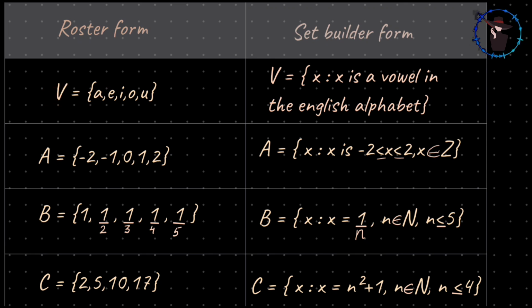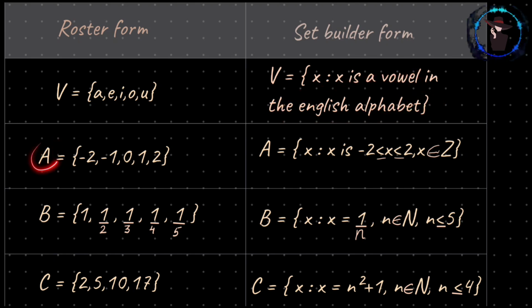V for vowels: A, E, I, O, U, separated by commas. Now these elements are considered as X, such that X means a vowel in the English alphabet, right? There is nothing to specify, no less than, no greater than, nothing to compare, and nothing to specify further. So we can end it here: these are the vowels of the English alphabet.